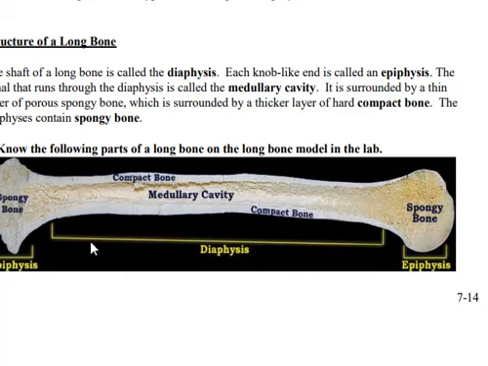So the shaft of a long bone is called the diaphysis, and the ends are called the epiphysis. And the epiphyseal plate separates the epiphysis from the diaphysis. So try pronouncing those words.